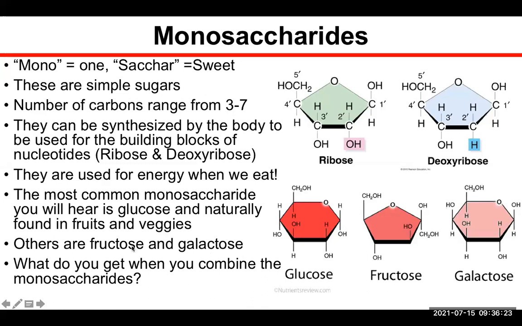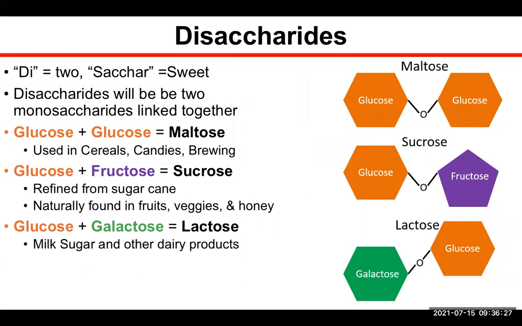So what happens when you combine a couple of these? Well, when you combine a couple of these, you get disaccharides, or two sweet molecules. There are a couple of different combinations, but they all have glucose attached in some way. Two glucose molecules attached to each other make maltose. Maltose is usually found in different kinds of cereals and candies, and is used in brewing beer.